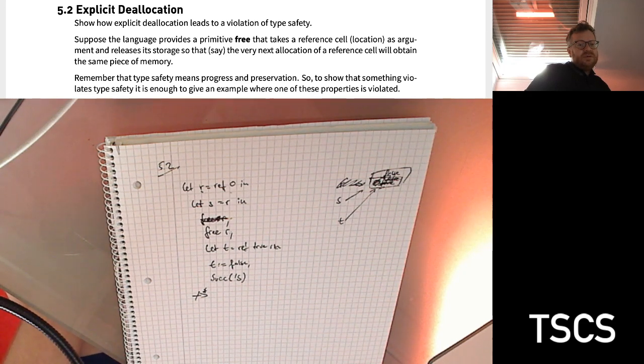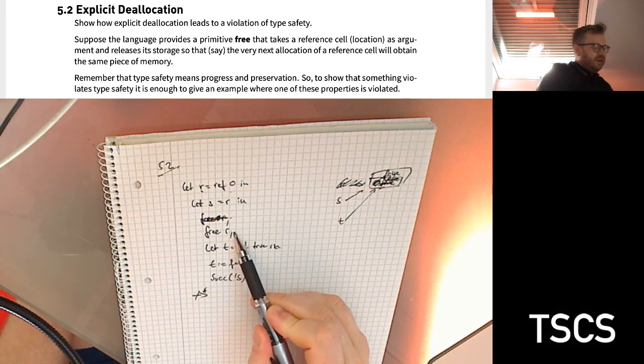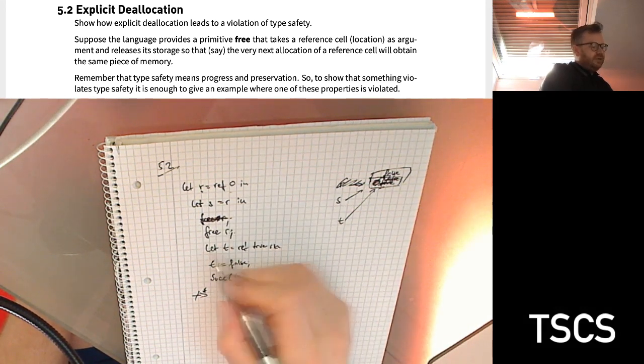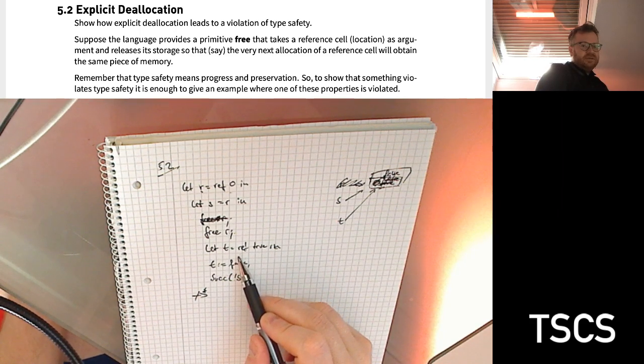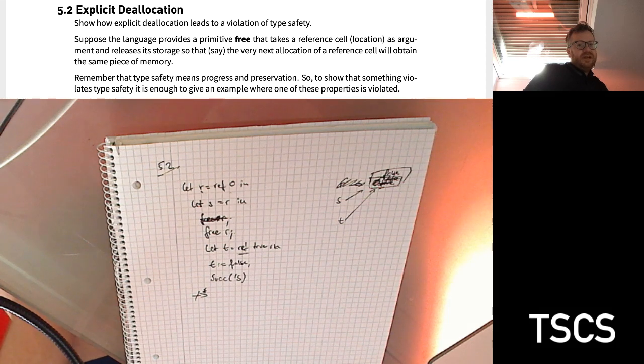Why does T point to the same cell as 0? This is the definition of the free operator. So look at the definition here. Suppose a language provides a primitive free that takes a reference cell as an argument, resets stores so that the very next allocation of a reference cell will obtain the same piece of memory. So when we did a free here, and this is sequencing, so this happens after. The next construction of a reference is here.